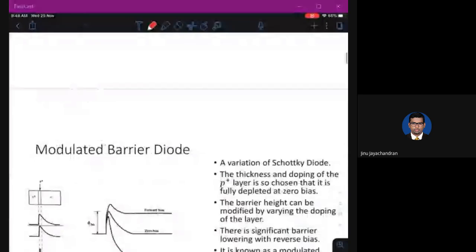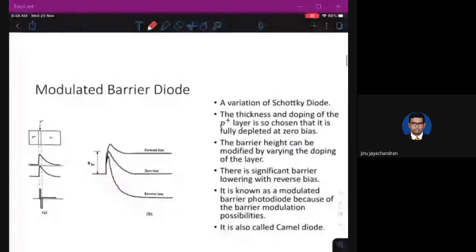So the first one is the modulated barrier photodiode. It's actually a variation of something called a Schottky diode. I'm not sure whether you know the concept of a Schottky diode. Normally in your diodes, you always have P and N junctions. Instead, in a Schottky diode, you have a metal and an N-type material, which you can bias.